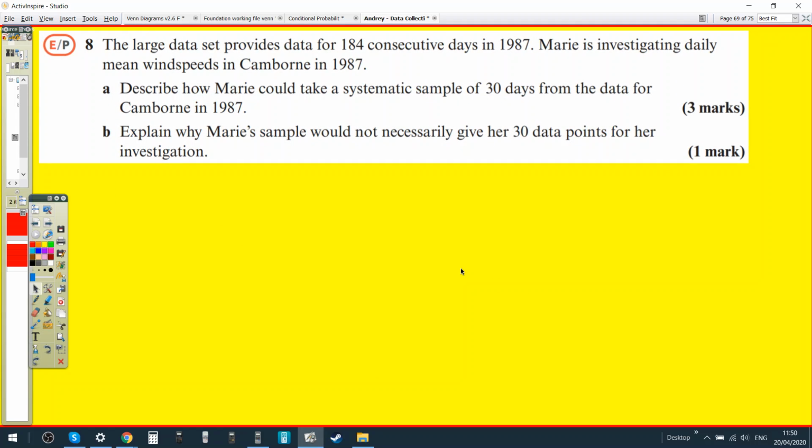Okay, this one. Systematic. So we did A is okay. Any idea about B? Why would she not necessarily get 30 data points?